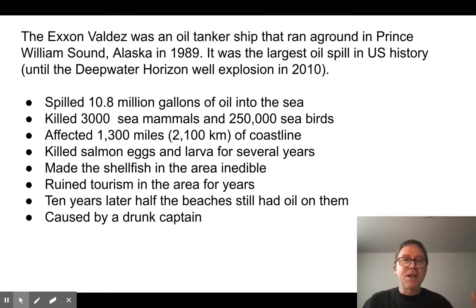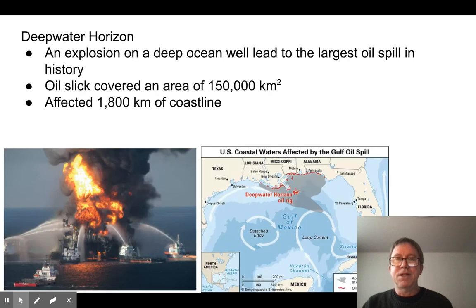1,000 miles of coastline just absolutely hammered with oil. Think about that. Thousands of miles, 2,000 kilometers of shoreline that they had to go and scoop up oil and sandblast. The salmon fishery was wiped out for years. The shell fishery, I don't think they can eat them even now. Tourism, people used to go there because it was so beautiful. They quit going, so everybody in the area lost money, lost their whole livelihoods. And 10 years later, half the beaches still had visible oil on them. Okay, so it's definitely both an economic as well as an environmental catastrophe.